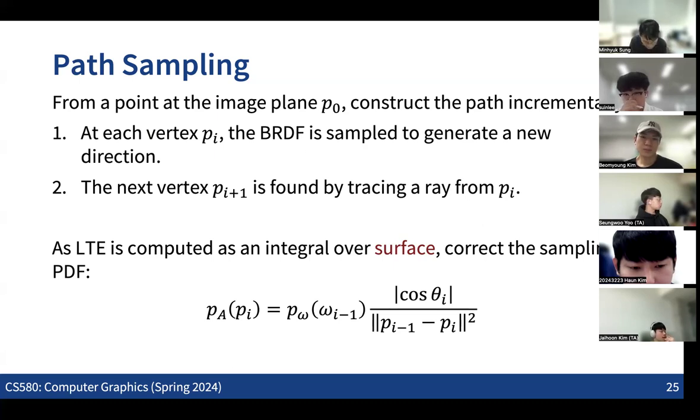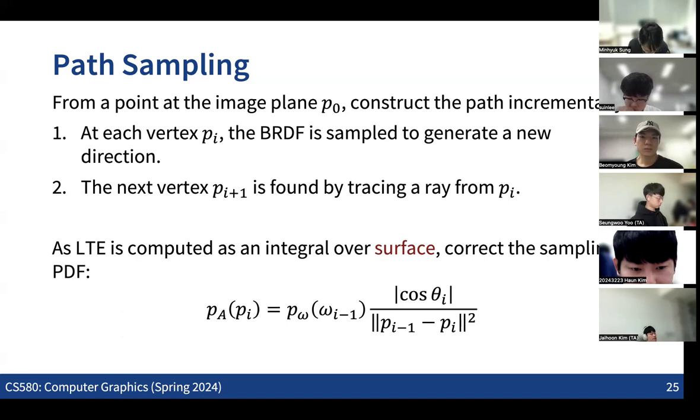And then we simply trace the ray and find the next intersection point, p i plus 1. We are basically repeating this process until we reach the limit of the length of the path, or until we reach some kind of light source. So this is a very simple, high-level idea. Obviously, there are lots of details in the real system.